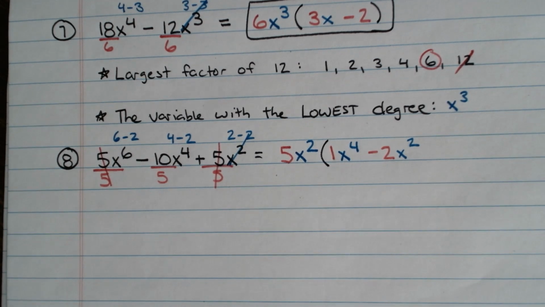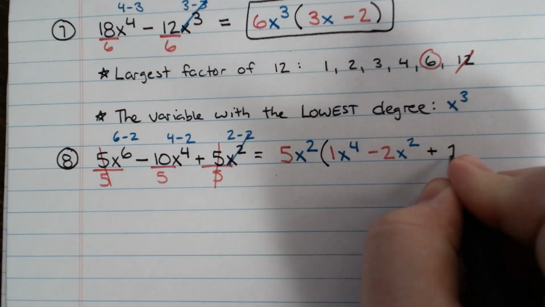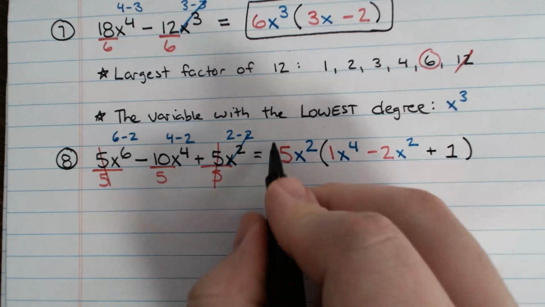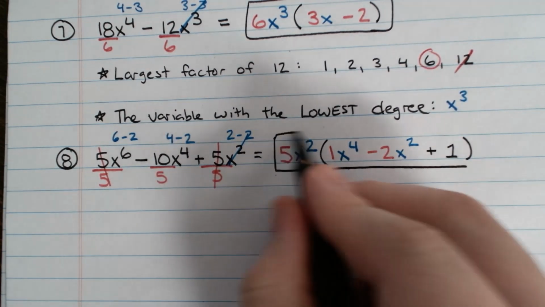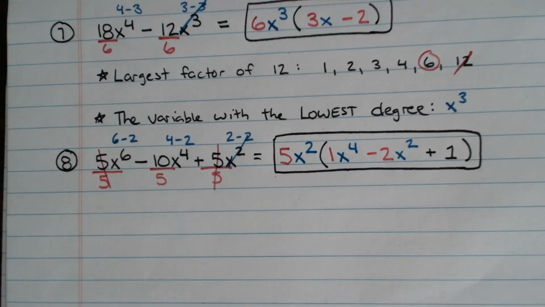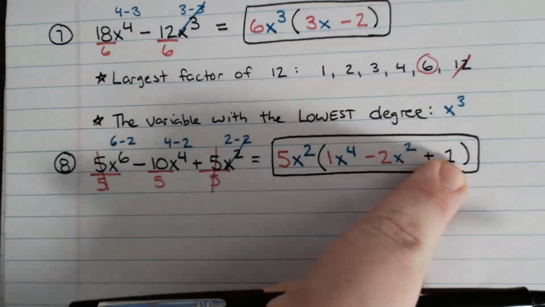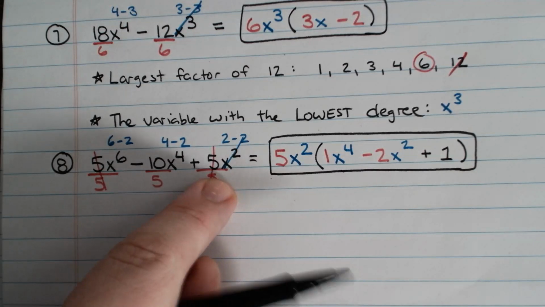So do I just close the parentheses and move on with my life? No. 5 divided by 5 is 1. X squared divided by x squared is 1. We have to put this plus 1 at the end. You can check your work by distributing, but if you didn't have that plus 1 at the end, you couldn't distribute 5x squared to it and end up with a 5x squared back to where we started.